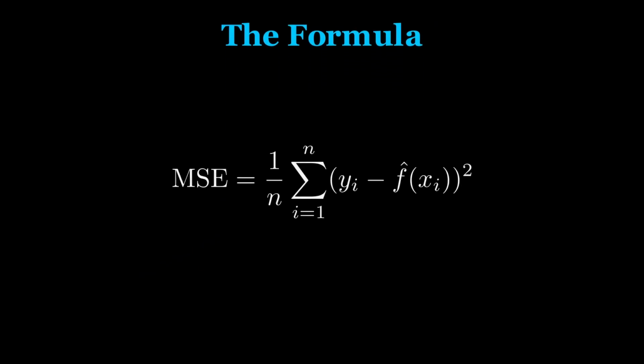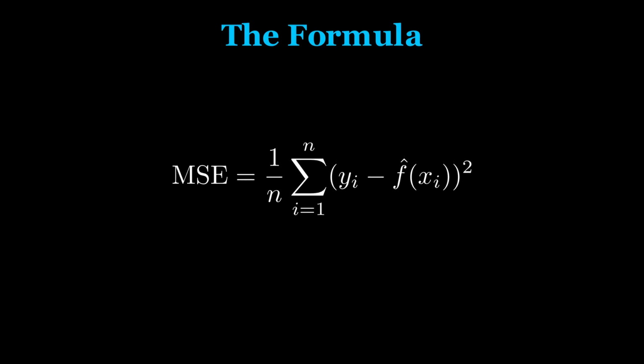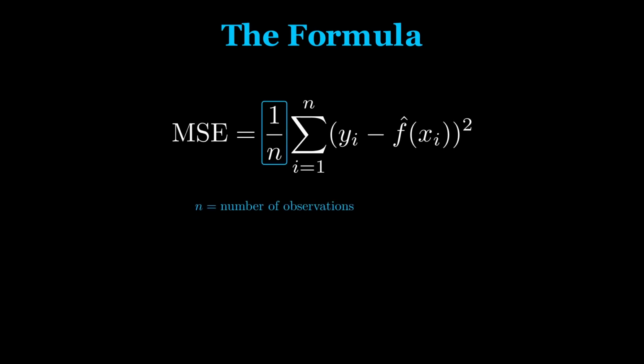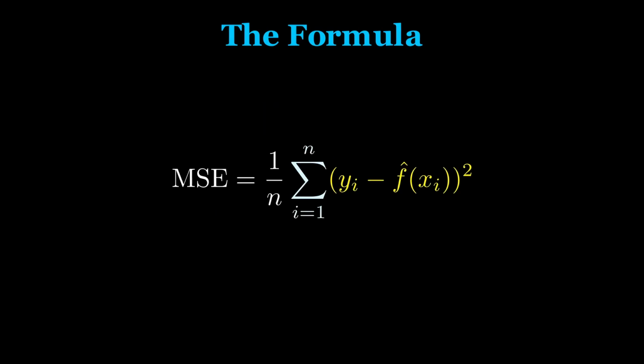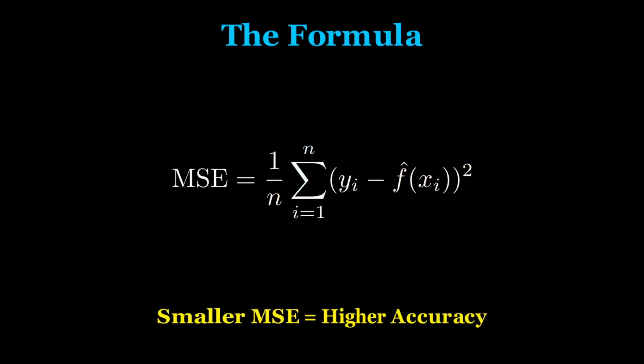Okay, time for the math. Don't run away, it's actually pretty simple. Here is the formula. So let's break this down. N is just how many observations, or claims, we have. Y sub i is what actually happened. And this f with the hat, yes, it's actually called a hat, that's just our predicted value on the estimation line. We take the difference, square it, sum them all up, and divide by n. We're literally just finding the average of the squared screw-ups. A smaller MSE means higher accuracy. A larger MSE means, well, time to find a new hat.